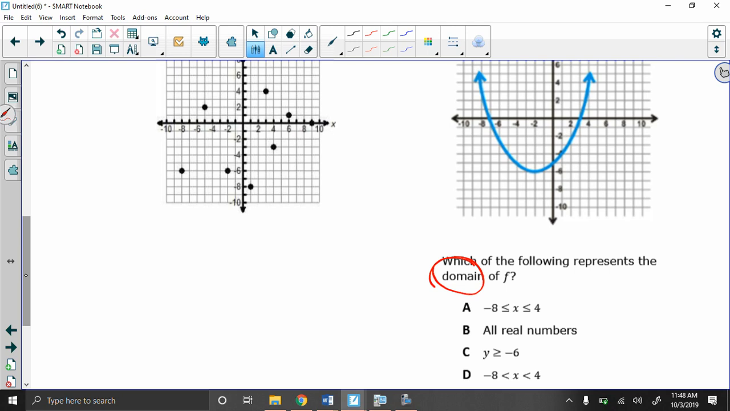Because if we look at our starting point on this graph, I'm slowly going to the left forever and ever and ever. So I'm going to negative infinity. And then again, if we start at the starting point of our graph, or the minimum value, I'm going to slowly go to the right forever and ever and ever to positive infinity. So the domain of a quadratic function is going to be all real numbers.